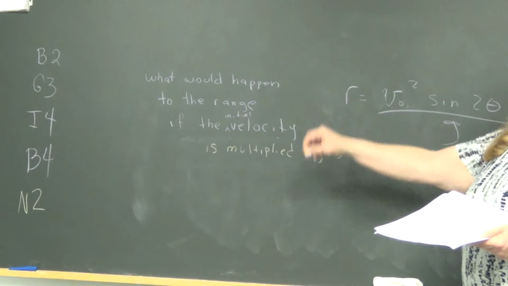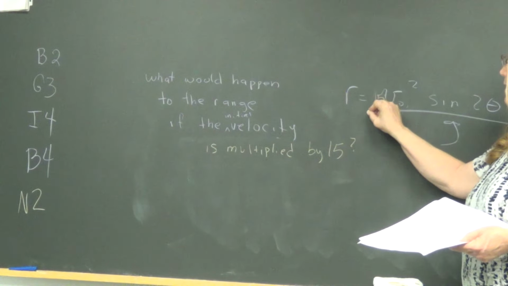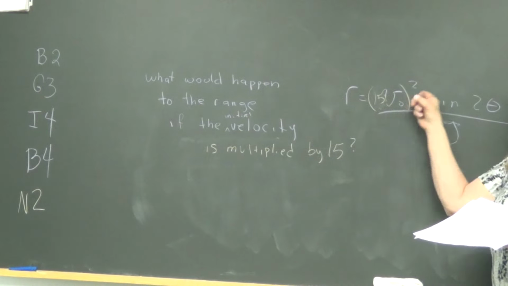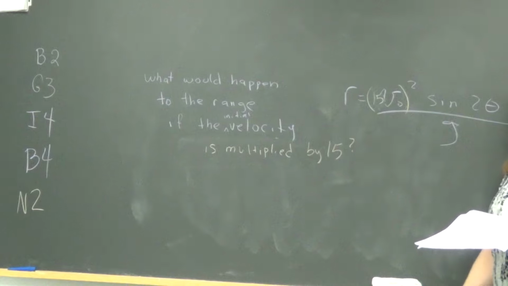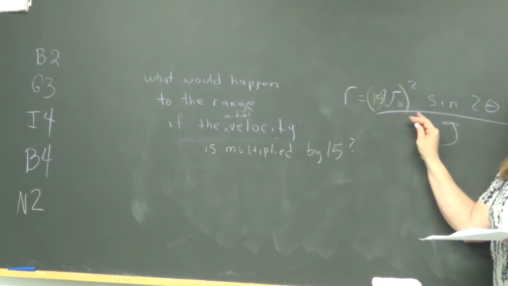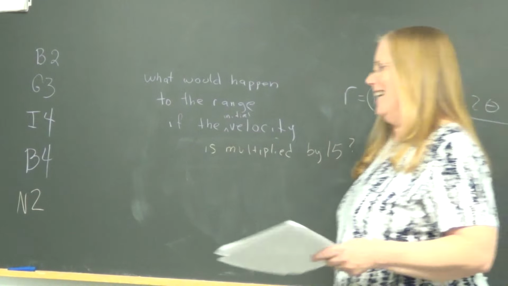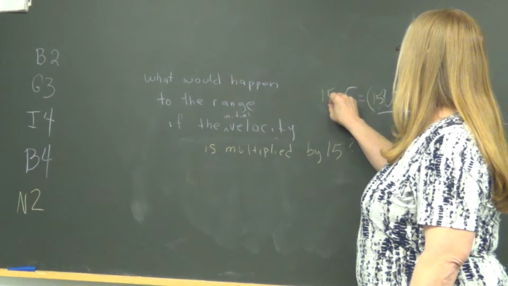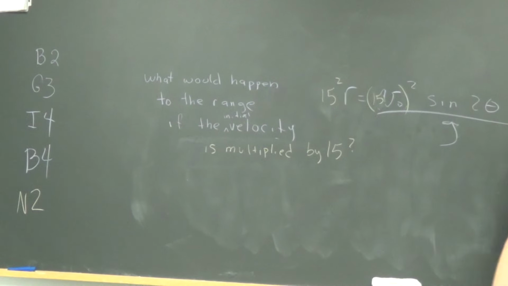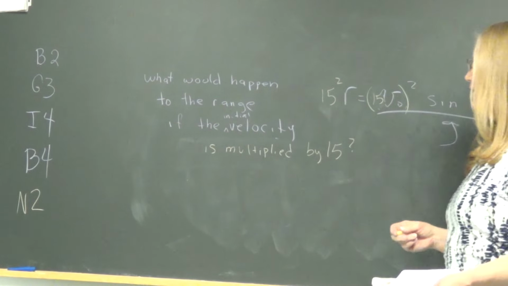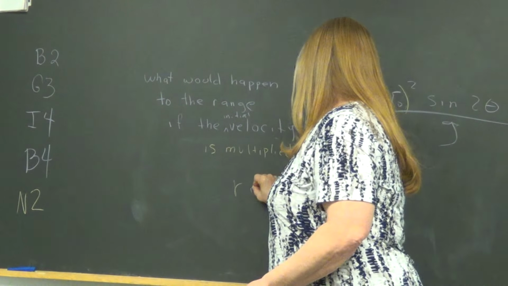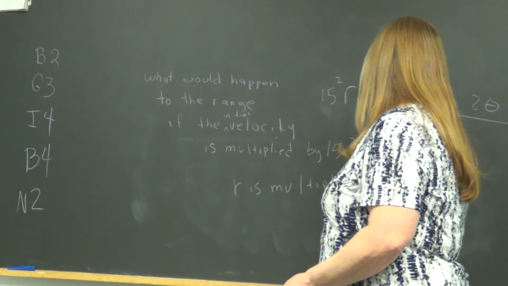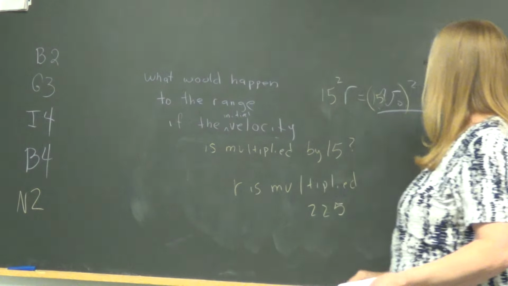So I'm going to go in with my 15 number. It's going to hug the V before it's even squared. So now I'm going to apply the square to the 15. So I'm really multiplying this side by 15 squared. I forgot what that was. 225. So I'm going to multiply this side by 15 squared as well. So that's 225. The range is multiplied by 225.